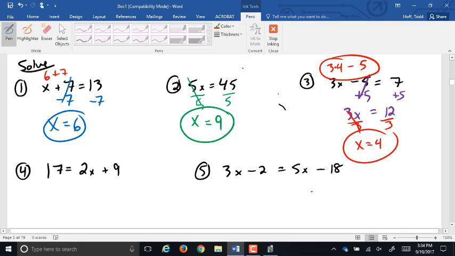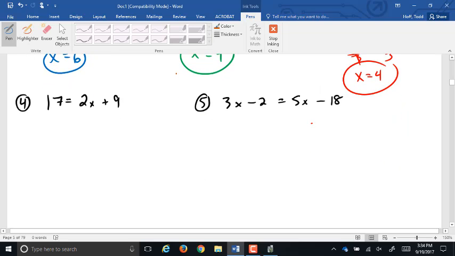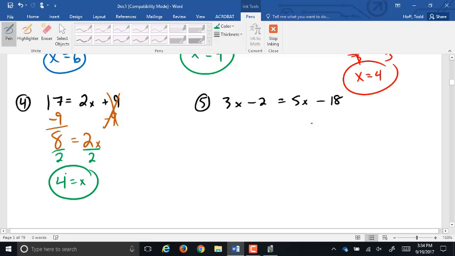Well, down here, 17 equals 2x plus 9. What are we going to do first? We subtract 9 from both sides. So 8 equals 2x. And then divide by 2. So 4 equals x.